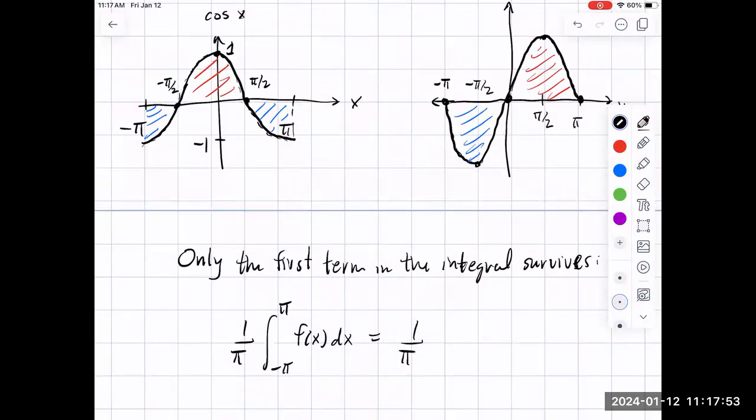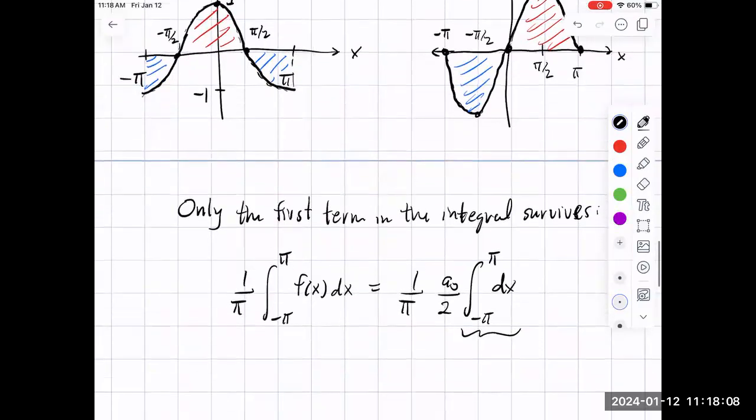There was an a0 over 2, but those are constants. I can pull that outside the integral. And then we have minus pi to pi of dx. And all the other terms vanish. And this is now a trivial integral. Dx just integrates to x between pi and minus pi. And so that range is 2 pi. But we have 2 pi here, and we have 1 over 2 and 1 over pi out front. And we end up with a0.